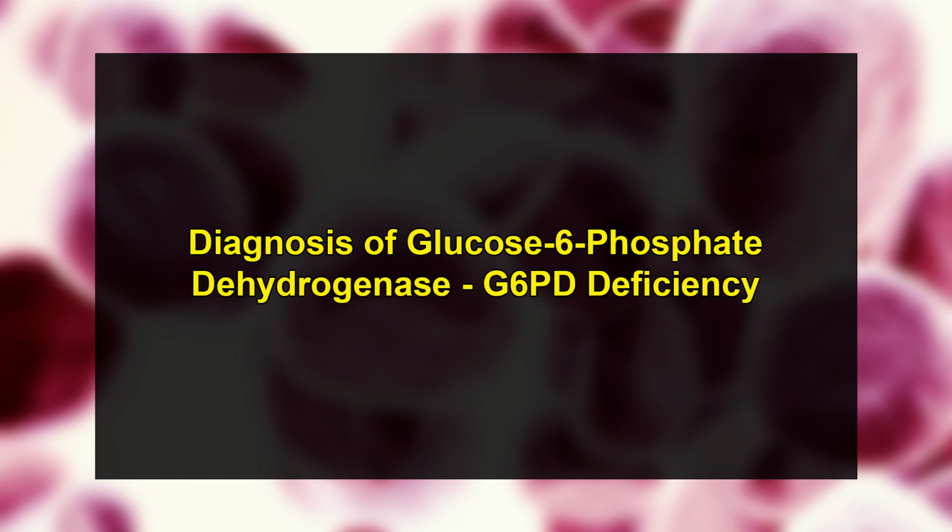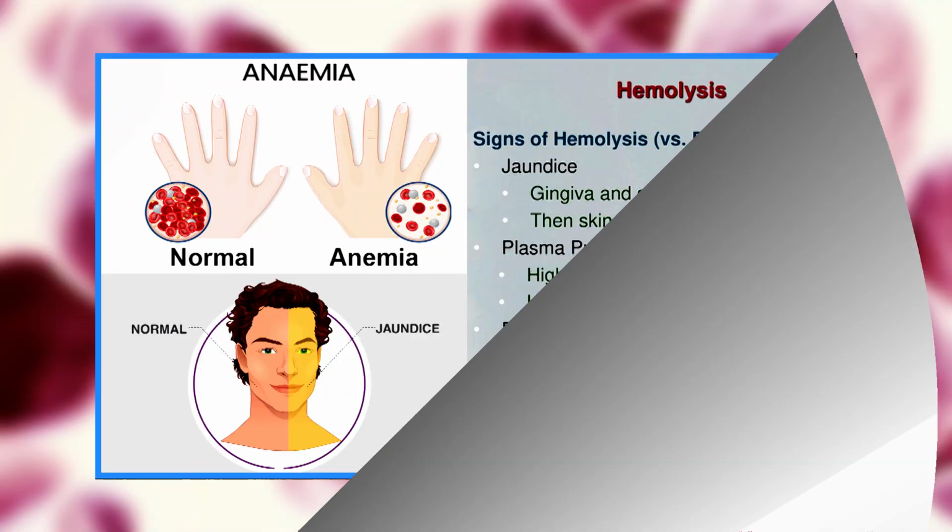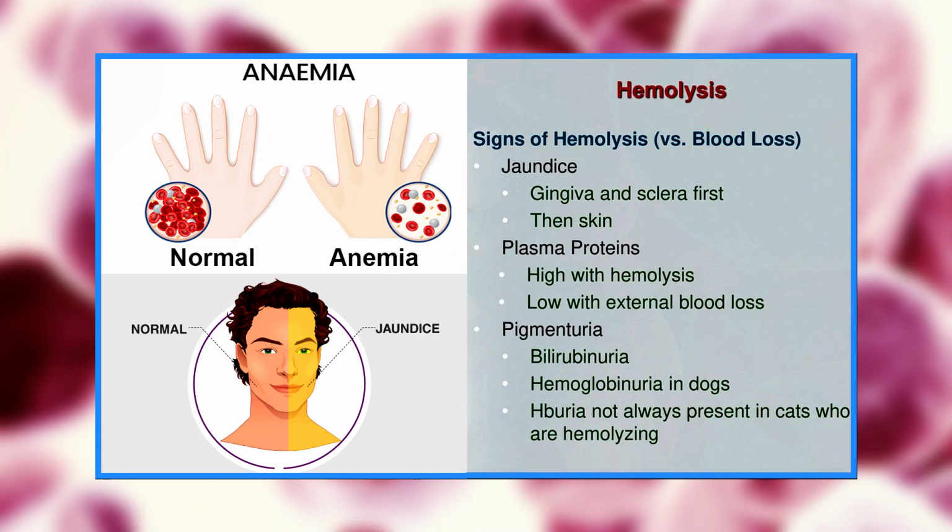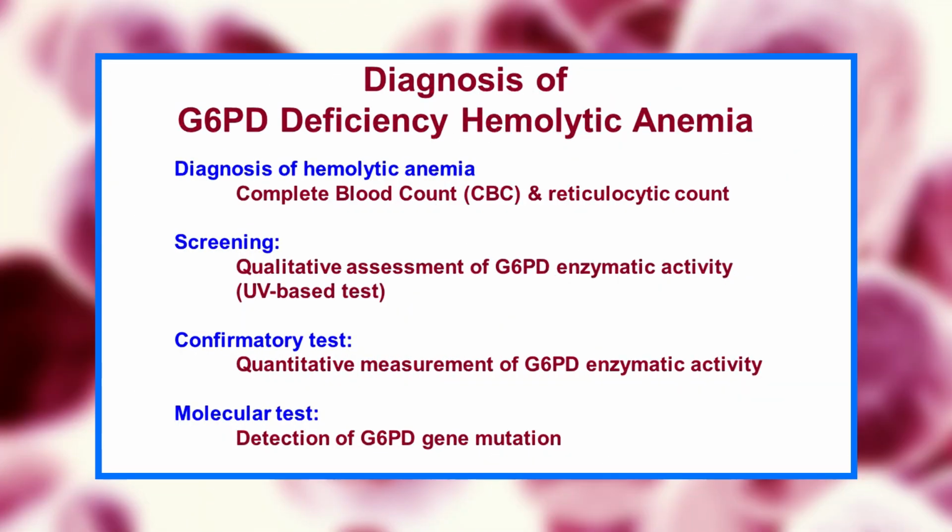Dear students, let's talk about the diagnosis of glucose 6-phosphate dehydrogenase deficiency. The diagnosis is generally suspected when patients from certain ethnic groups develop anemia, jaundice, and symptoms of hemolysis, especially when there is a positive family history in that population. Generally, tests will include complete blood count and reticulocyte count in active glucose 6-phosphate dehydrogenase deficiency.